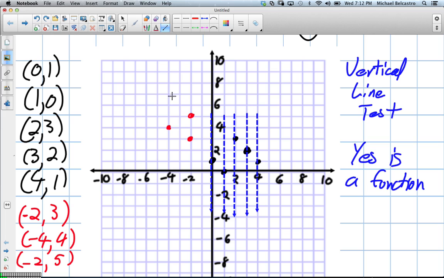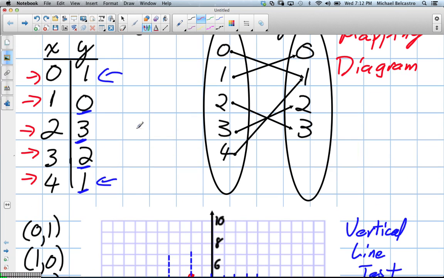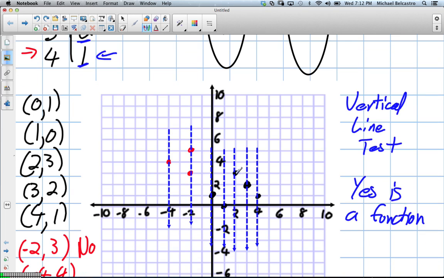When we draw our vertical lines here, this part passes, but does this part pass? No. Because that happens, that's not a function. If there are 2 dots on one line, on one x value, there are 2 y values for one x value. In a mapping diagram, what that would look like is, see how for every x value there's only one arrow going away from it? If there are 2 arrows going away from it, then it won't be a function. The easiest way is to graph it and do the vertical line test.